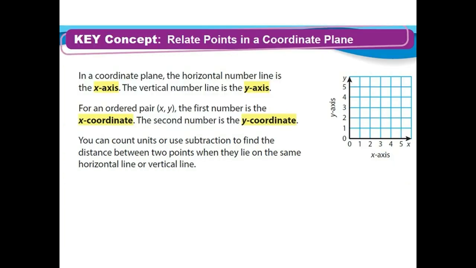Well, let's look at our key concept to relate points in a coordinate plane. In a coordinate plane, the horizontal number line is the x-axis. So horizontal number line, x-axis. The vertical number line is the y-axis. So the y-axis is the vertical number line. For an ordered pair, xy, the first number is the x-coordinate. The second number is the y-coordinate. You can count units or use subtraction to find the distance between 2 points when they lie on the same horizontal line or vertical line.